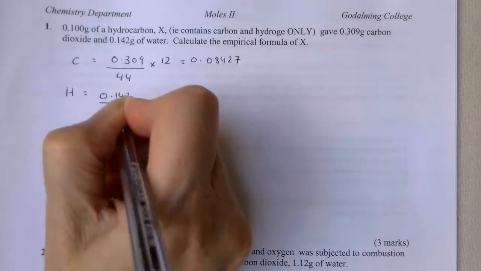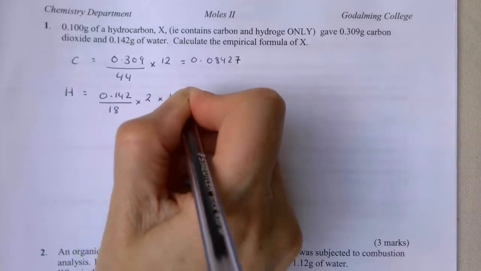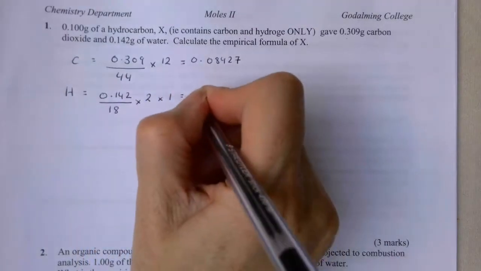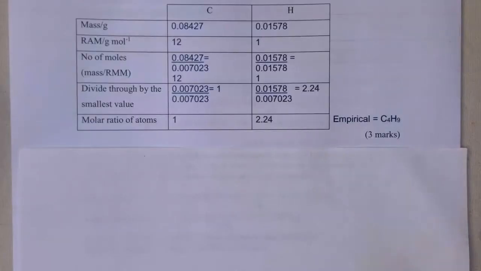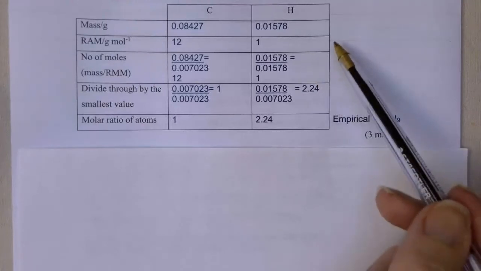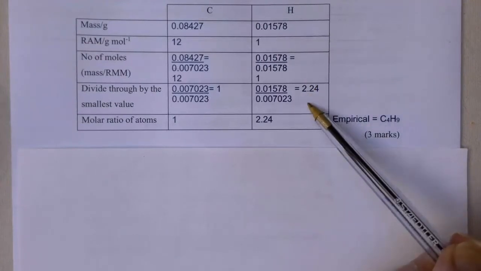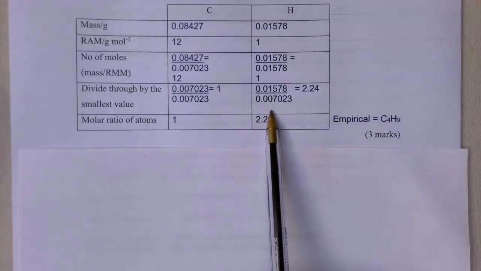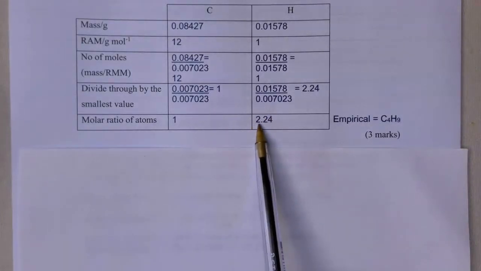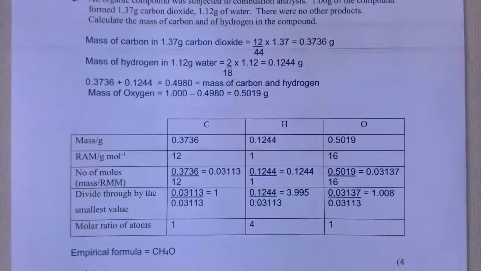Hydrogen is equal to 0.142 divided by 18 times 2, because there's 2 moles of hydrogen for every 1 mole of water, times the RAM of hydrogen, and I get 0.01578. And then I continue exactly the same way as before. I write out my little table. My RAM gives me my number of moles, divide through by the smallest, and I get 1 to 2.24. Remember, you can't round these numbers. You would have to times it up. So actually the empirical formula is C4H9.